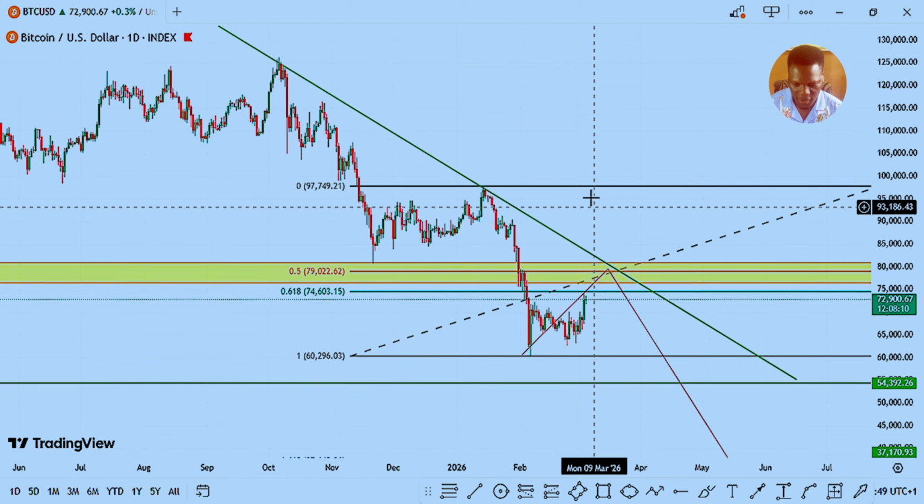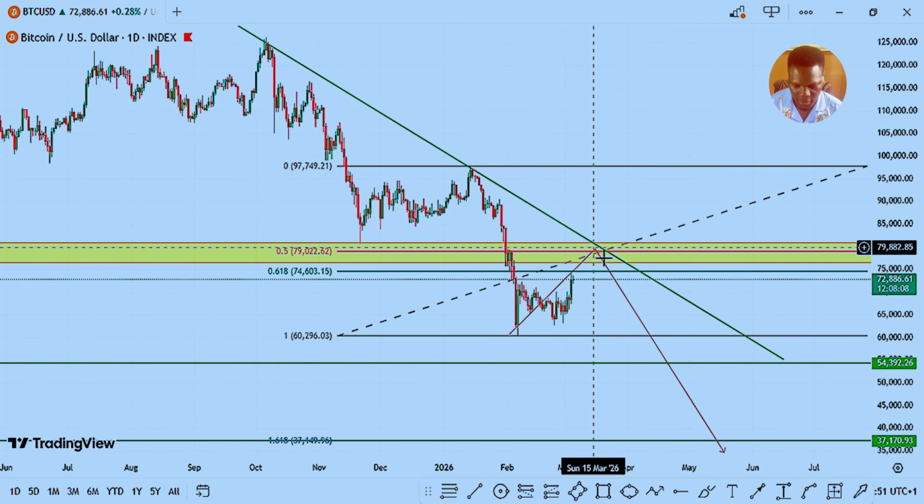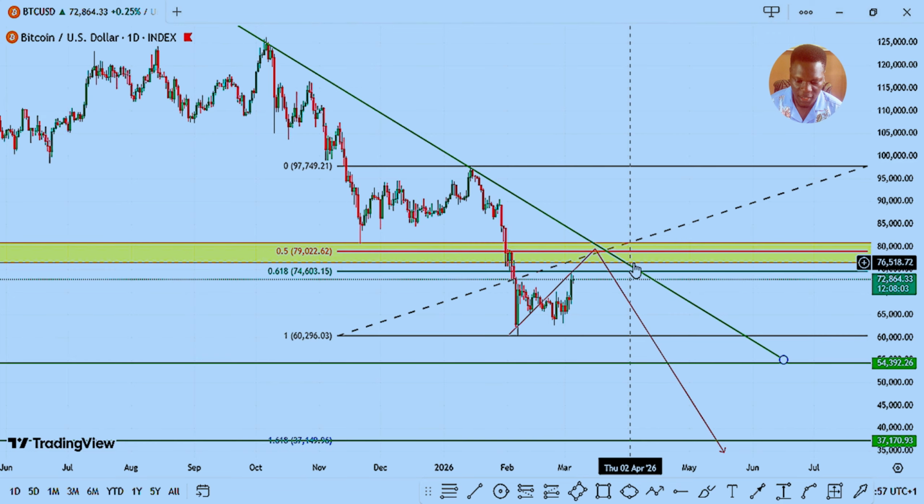So let's see if we can see a third touch on this neckline, or this trend line, or this 50 Fib retracement area before we start looking for another trading opportunity on Bitcoin. For now, I'm going to be patient and just patiently wait for Bitcoin to come into my area of value before I start looking for another trading opportunity. Right now I'm just chilling and watching the market.